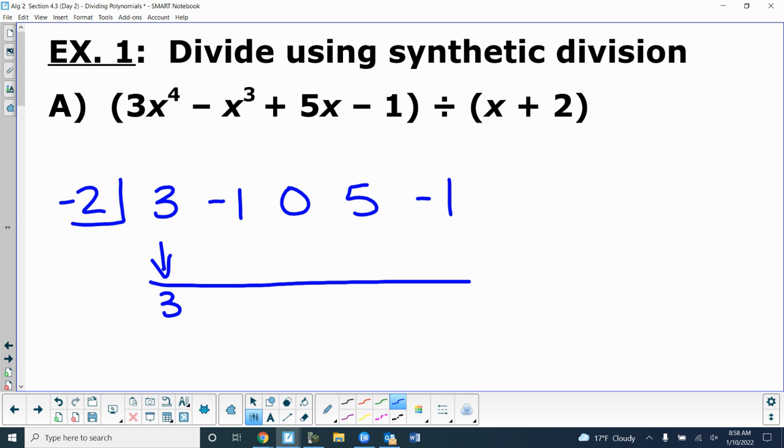Okay. All right. Watch. What's negative 2 times 3? Negative 6. What am I supposed to do with those two numbers? Add. Right. Negative 1 and a negative 6 is a negative 7. Negative 2 times negative 7 is positive 14. Right. What's 0 plus 14? 14. What's negative 2 times 14? Negative 28. What's 5 plus a negative 28?